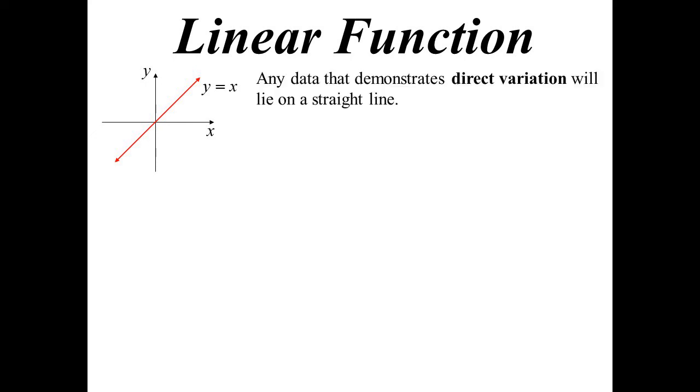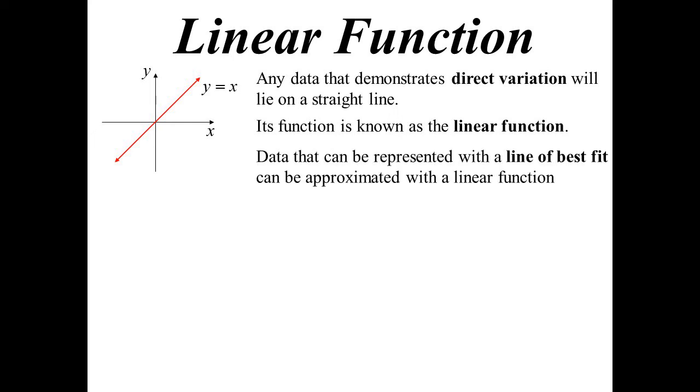Let's start with the most basic function of them all, the linear function. And the most basic of the basic functions would be that one there, y equals x. Now, if you get a straight line, then you know the data has direct variation. As x increases, y increases. So it's a direct variation. As I say, that's what we call the linear function for obvious reasons. It's a line.